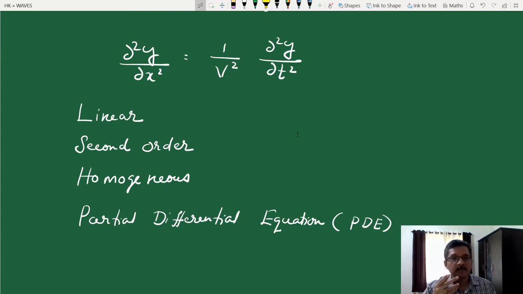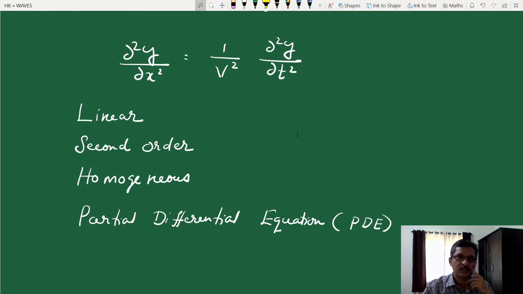Regarding homogeneous equation, I should add one more point. Sometimes when you ask people what a homogeneous equation is, they say that if an equation contains 0 on the right side, it's a homogeneous equation. If it is not 0 on the right side, it's a non-homogeneous equation. But you should understand that any equation you can rewrite in such a way that there is 0 on the right side. You can take all the terms to the left side and put a 0 on the right side. So that is not the condition for a homogeneous equation.